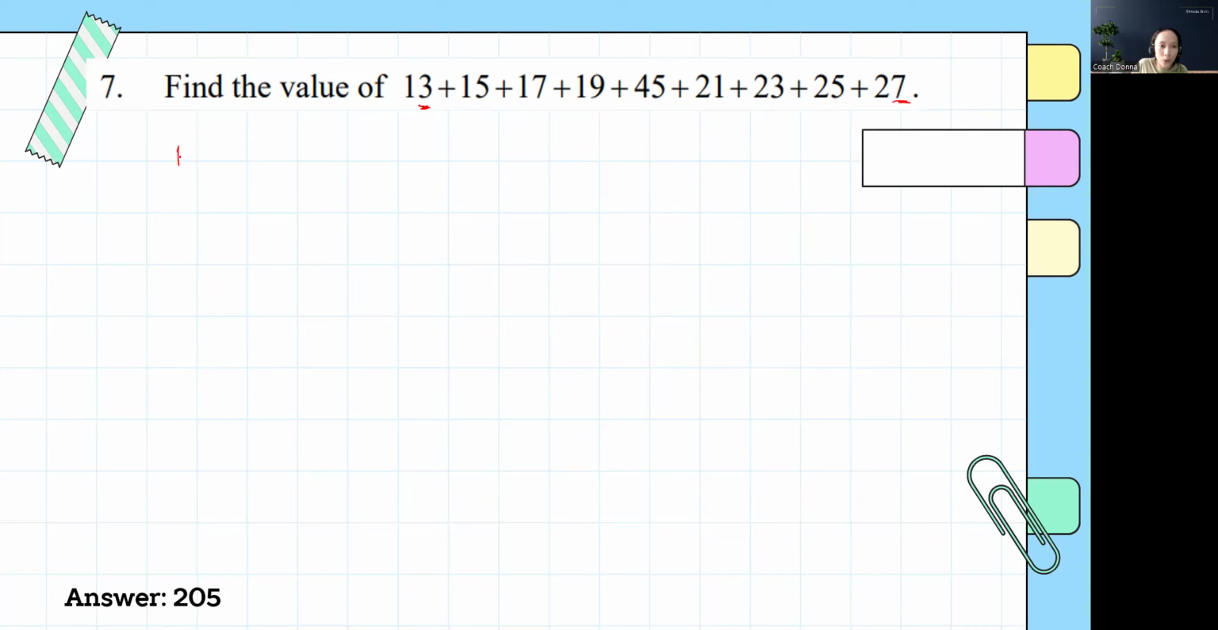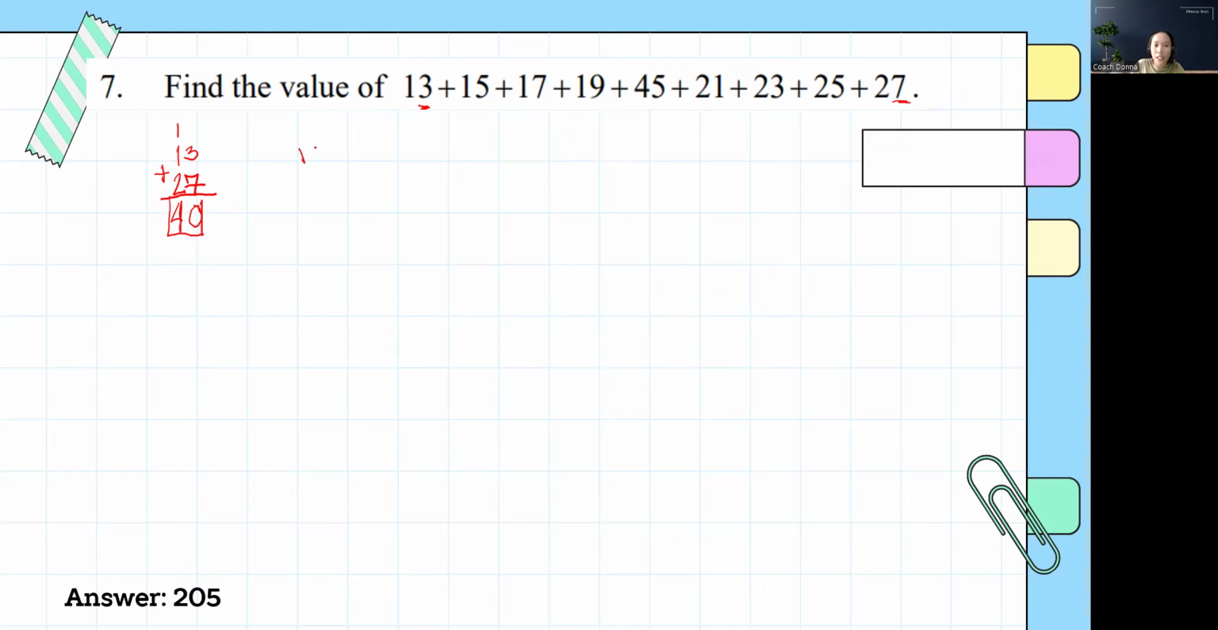So let's show that. We have 13 plus 27. That's equal to 7 plus 3, 10. Bring down the 0, carry the 1. 2 plus 1, 3 plus 1, 4. So it's 40. Okay, so 40 is our answer for 13 plus 27. Let's proceed to the next number.